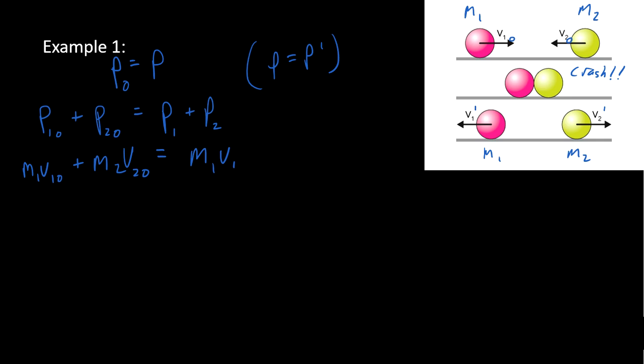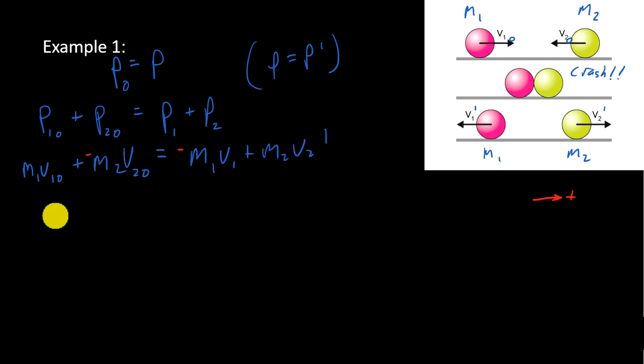Plus m2 v2 prime. Now, we have to remember that momentum is a vector. If we say that to the right is positive, then this one might have a negative momentum, so you could plug in a negative velocity here, or you could just stick in a negative, but you do have to keep track of that. M2 started off going negative.